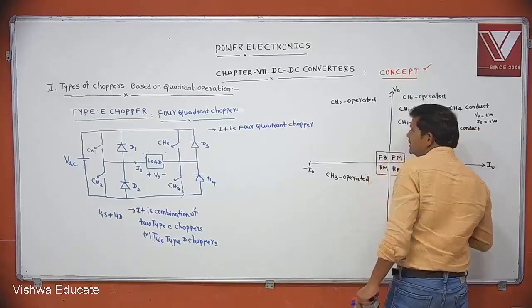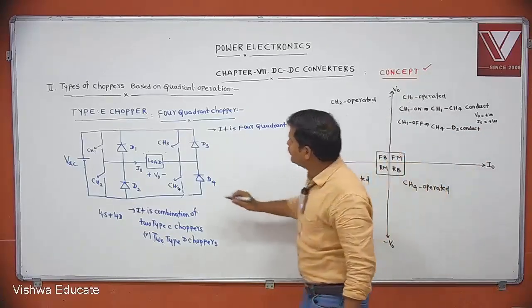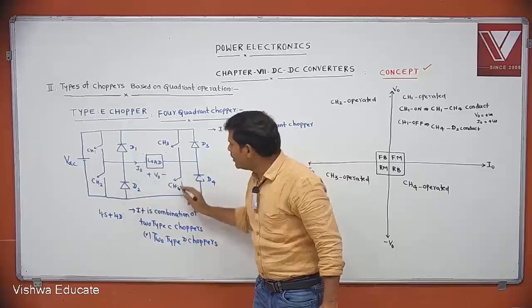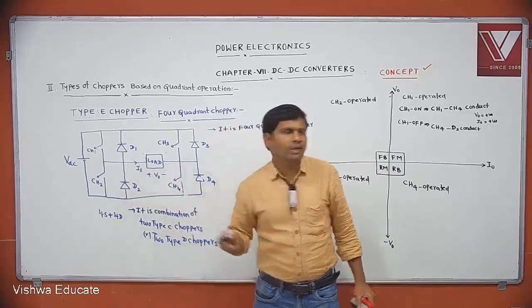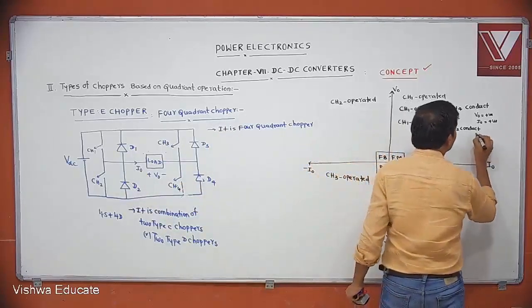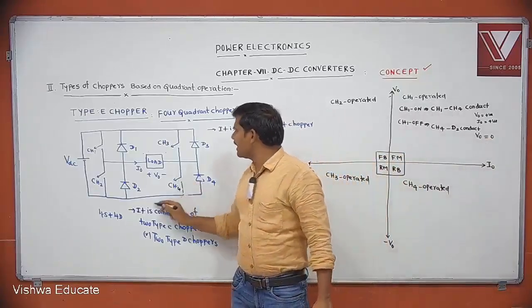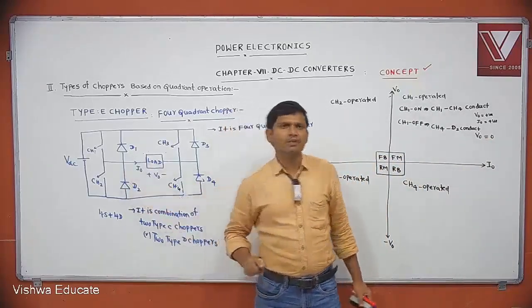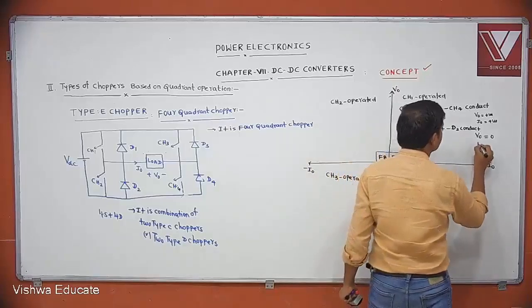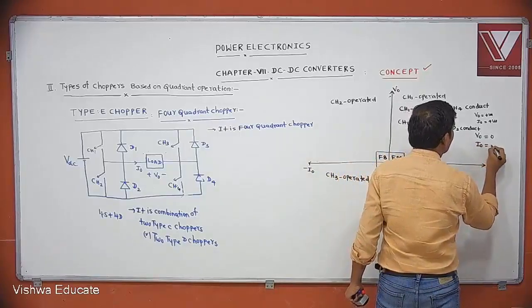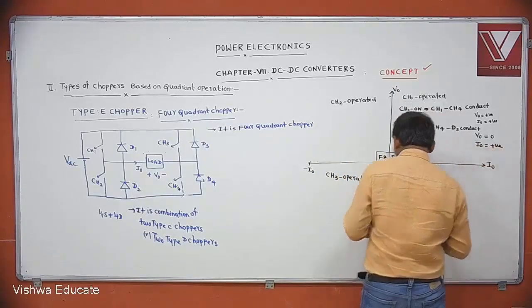Now tell me. If CH4 D2 is conducting, the load is short circuited now. Load short circuited means what is V naught? 0. If CH4 D2 is conducting, current is flowing like this, the same as the assumed direction. I naught positive. Now you tell me the resultant.